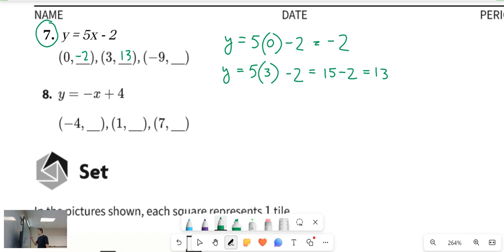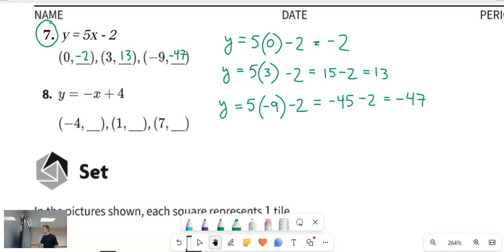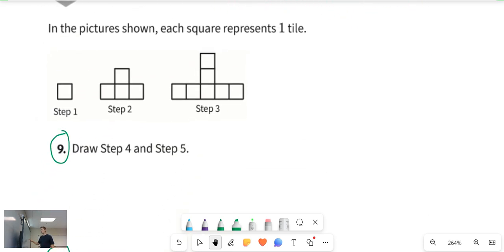And then finally we have minus 9, so y equals 5x, where x is negative 9. So 5 times negative 9 minus 2, right? And 5 times negative 9 is the negative of 5 times 9, which is 45. So negative 45 minus 2 is negative 47. So let's see if we can write this. Negative 47, right in that blank. There we go. Perfect. Moving on from number 7, we are on number 9.